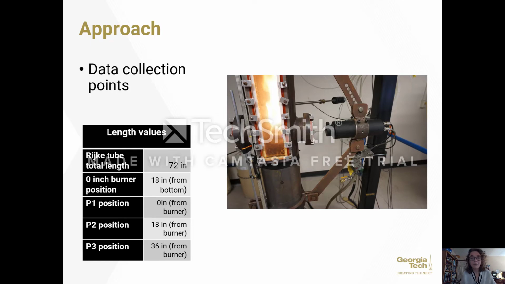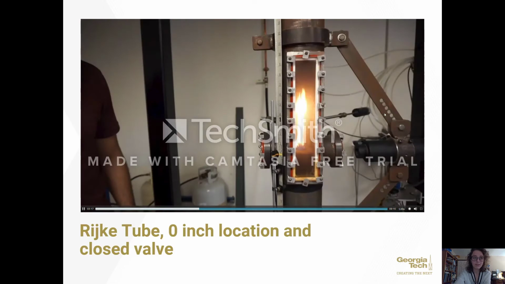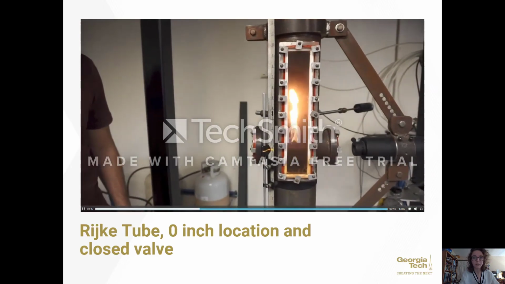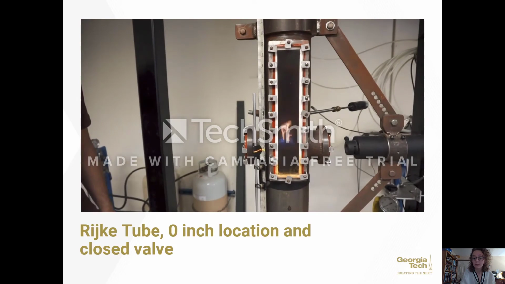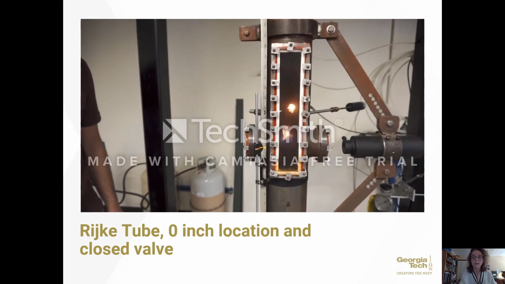The photograph is of the actual Reicha tube setup depicted in the previous schematic, active in the experiment and burning propane. The measurements of locations are presented in the table, and the Reicha tube total length is presented as it is essential for calculating its resonance frequency. This video demonstrates the experiment in progress. The flame profile and a loud acoustic ringing can be heard with the burner at the 0-inch location in the closed valve.